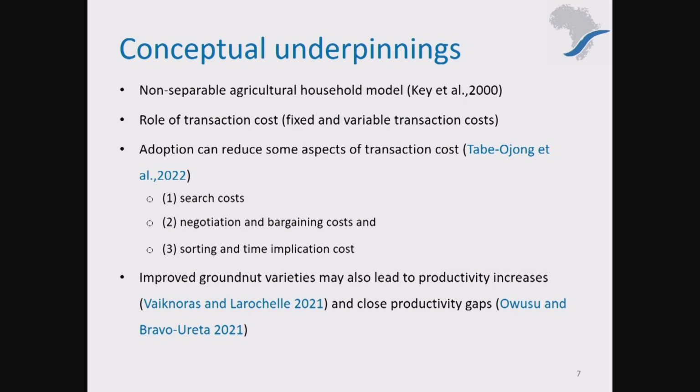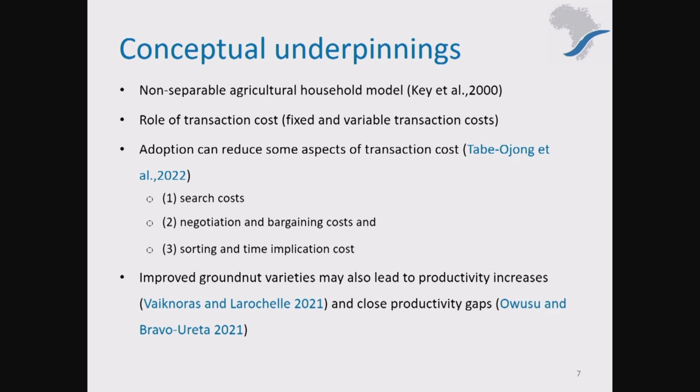And just a conceptual underpinning of the work. So I set out to do this by referring to the non-separable agricultural household model, where the production and consumption decisions of households are non-separable. So you cannot separate production from consumption. Households produce to consume, but the consumption decisions also influence production, and then it also influences market commercialization because households would only go to markets to the extent that the household food demands are met. So assuming that a farmer produces groundnut, he or she would only sell after satisfying his or her household demands.